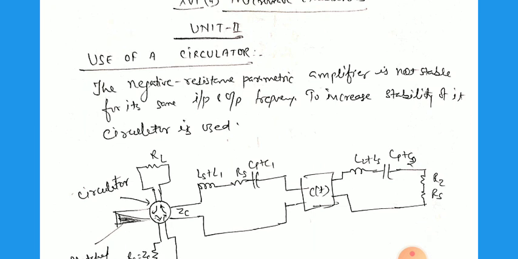A negative resistance parametric amplifier is not stable at the same input and output frequency, because earlier we have calculated the negative resistance parametric amplifier where both frequencies are the same, but it is not stable because it will vary with the signal. So to increase the stability of this negative resistance parametric amplifier, we have to use a circulator.